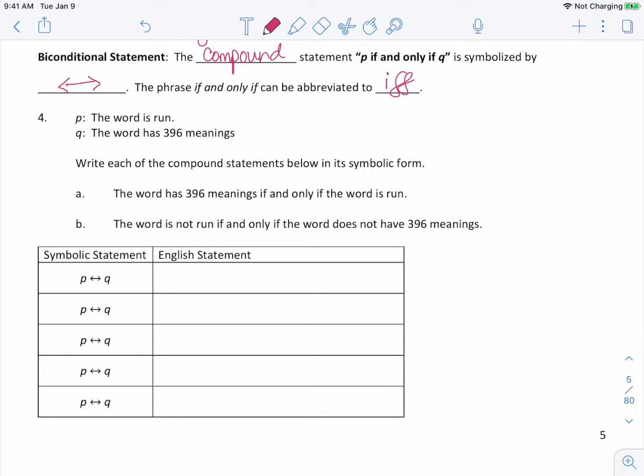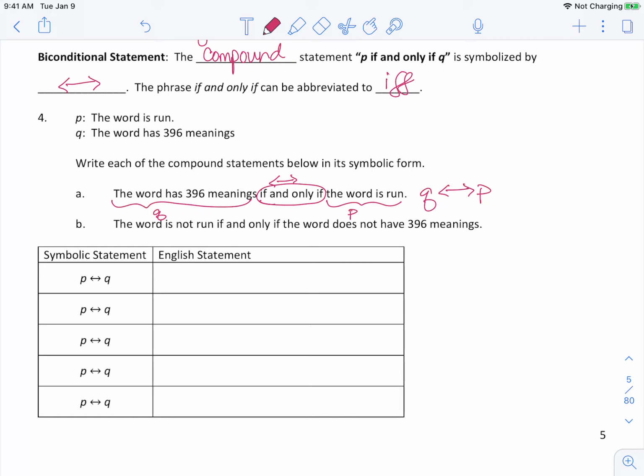Okay, so for this one we have P represents the word is run. Q represents the word has 396 meanings. So we're going to write each of these sentences in symbolic form. So this says the word has 396 meanings. So that's Q. If and only if is our double arrow. The word is run. So this is P. So we write this as Q double arrow P, or Q if and only if P.